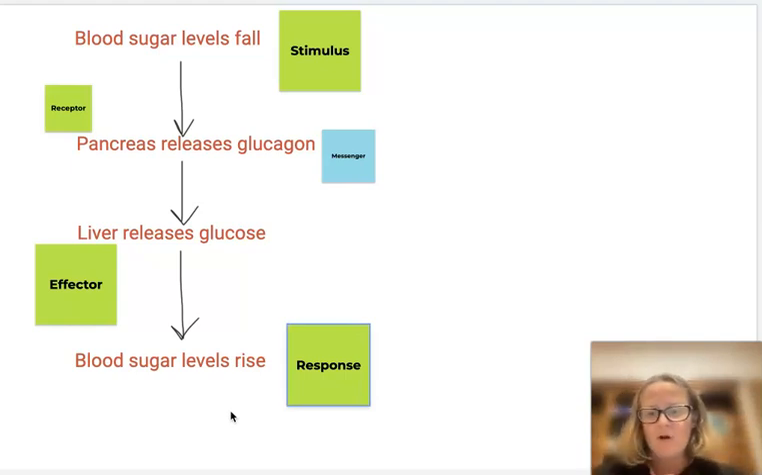So, bringing together our words that we've been meeting about coordination with homeostasis to maintain the balance for blood sugar levels.